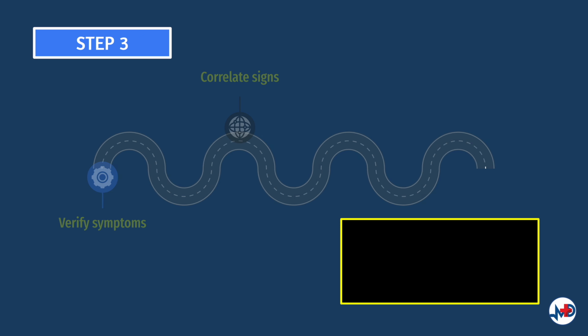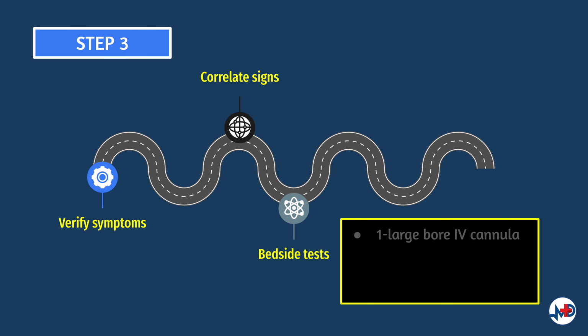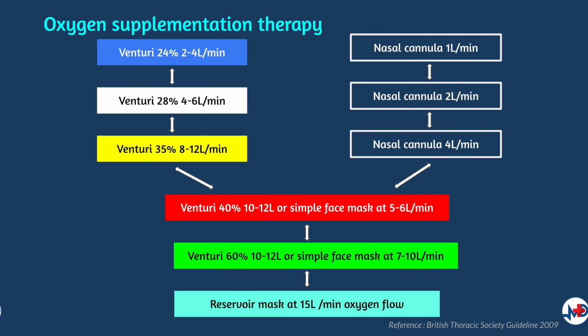Next would be the bedside tests. These tests are done with the help of ward nurses. At least one large bore intravenous cannula needs to be inserted. A 12-lead ECG followed by serial ECGs, which are at least 3 ECGs done at an interval of 5 to 10 minutes. And oxygen supplementation based on the oxygen saturation seen on pulse oximetry.